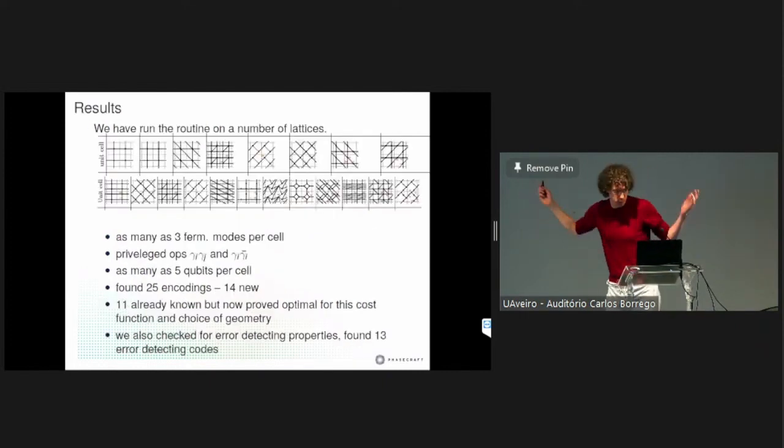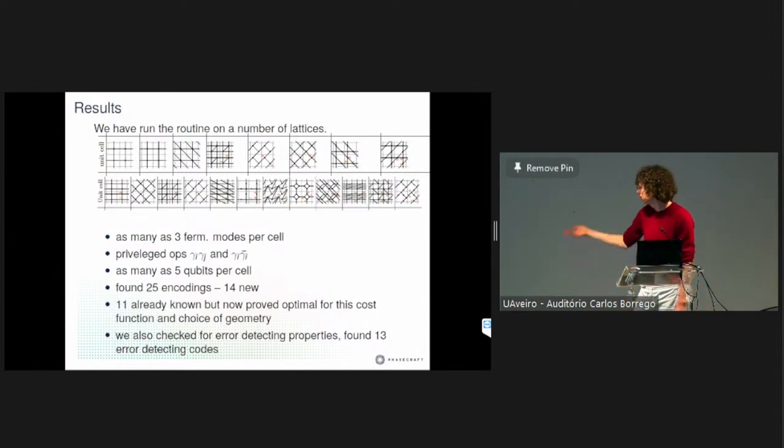What we end up with is that we look at a whole bunch of lattices. The top cell shows the fermionic lattices that we consider, and the bottom cell shows the hardware graphs. Then we throw our algorithm at pairs of these and see what we get. We found 25 encodings. 14 of them are new. 11 were already known, but because of this algorithm, we were able to prove some kind of optimality for this cost function for these geometry pairings. And because these are stabilizer codes, we can also check their error detecting properties. We found 13 error detecting codes.